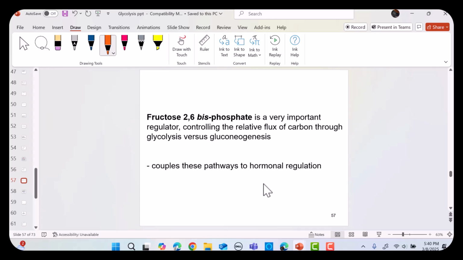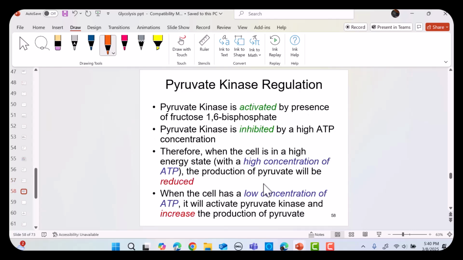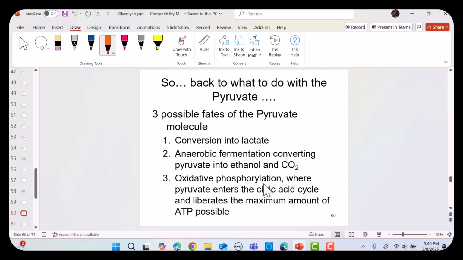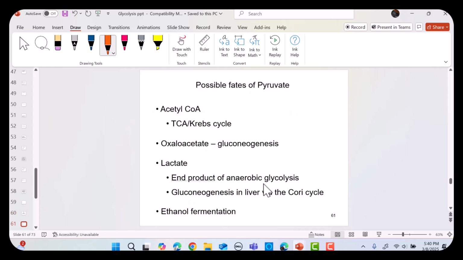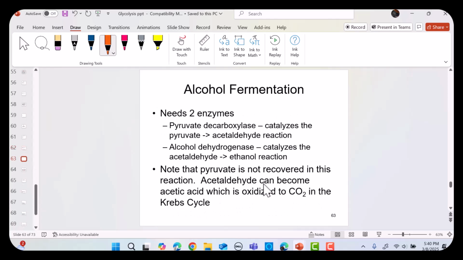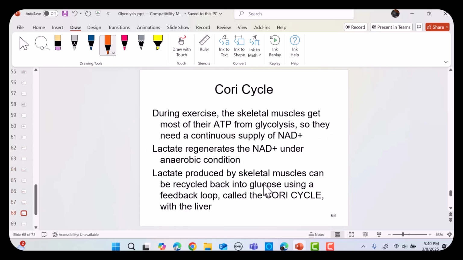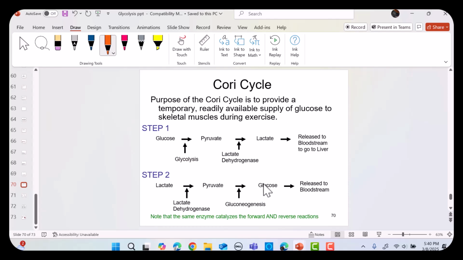Fructose 2,6-bisphosphate, we're going to come back and talk about. We'll talk about it in the context of some hormones too. So anyway, more regulation. Okay, pyruvate can go a few different directions. Let's just draw the rest of this.